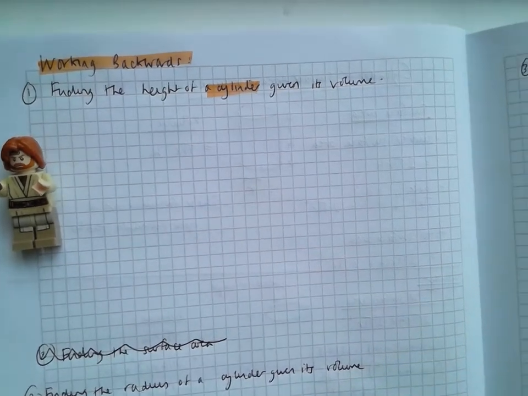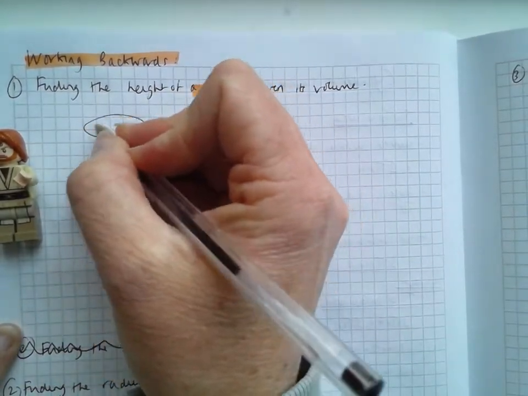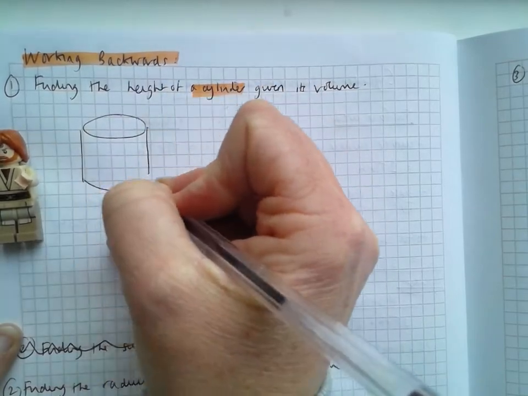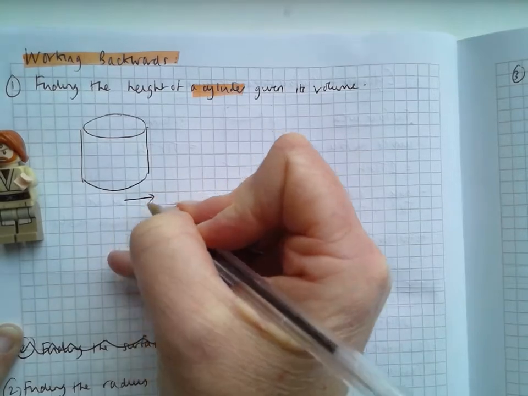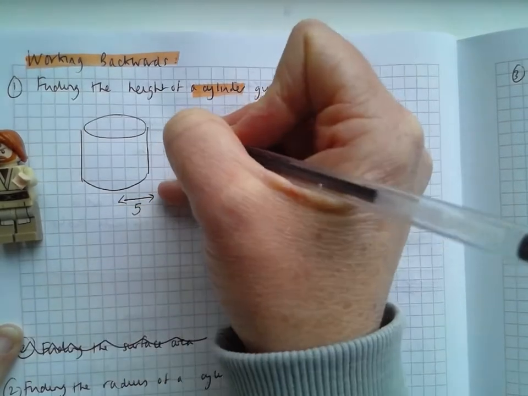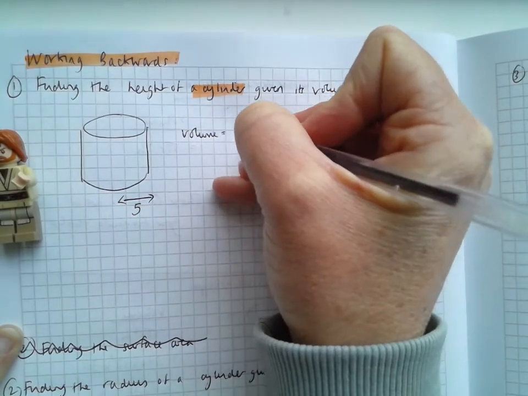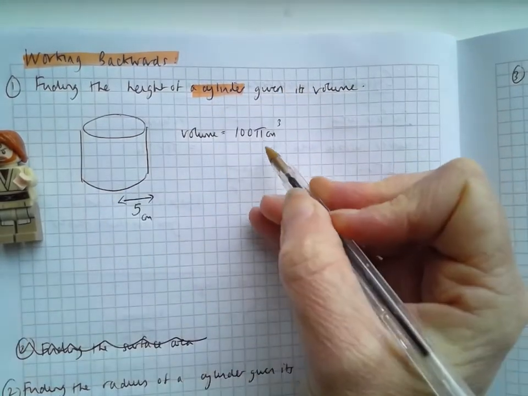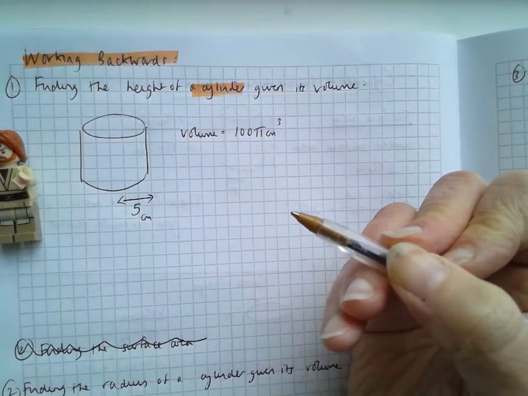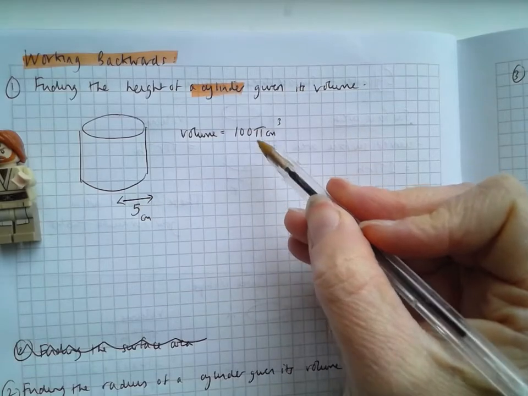So in this particular example we have a cylinder, and here's our cylinder. It might not be drawn to scale, but that's all right. We're told that its radius is 5 and we're told that its volume is 100 pi centimeters cubed. Sometimes they give you the volume or the surface area of a shape with pi in it, and usually it's because it makes it easier to work it out.